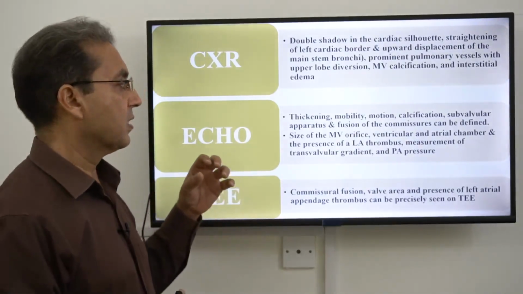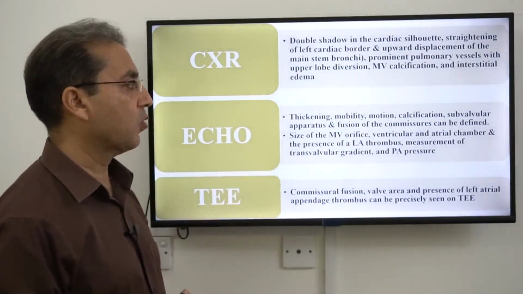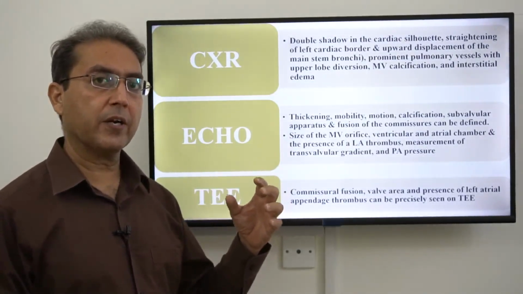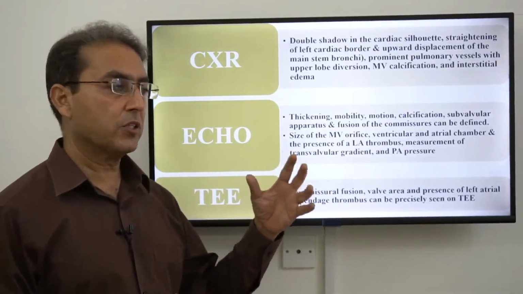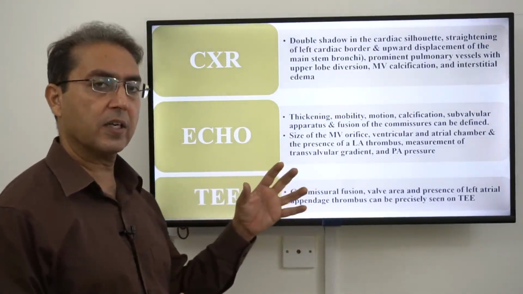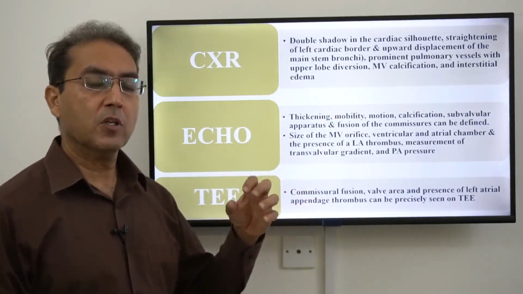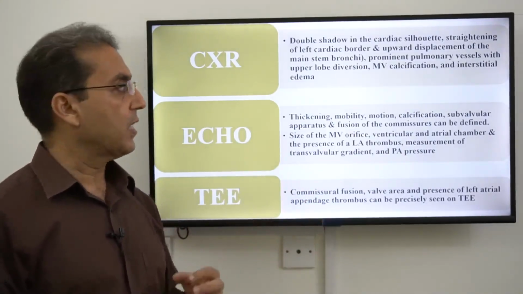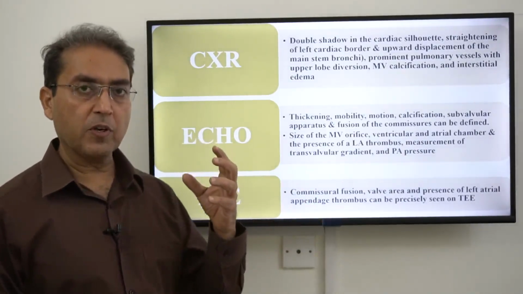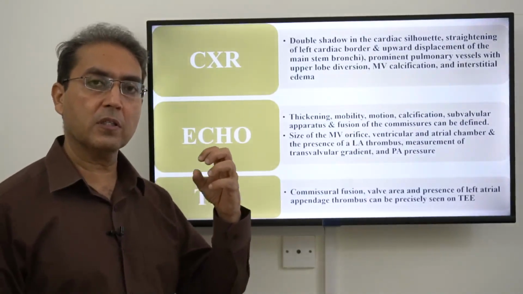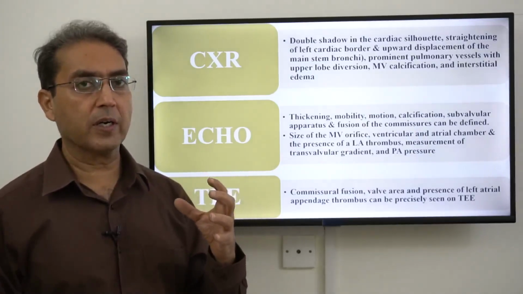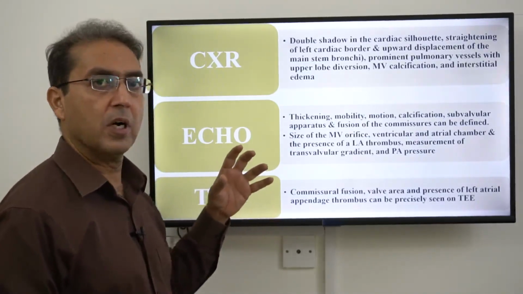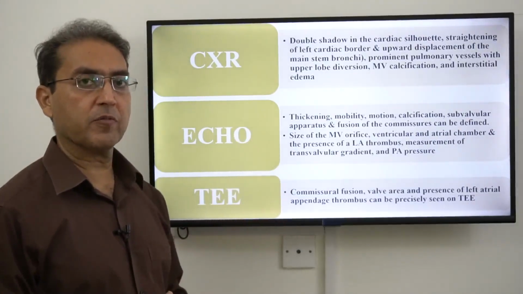Similarly, the valve surface area can be calculated with echo. We can see the ventricular and atrial chambers. We can see the presence of left atrial thrombus. We can measure the transvalvular gradient, and we can measure the pulmonary artery pressure. So all this information, that is not only the anatomy of the valve, the surface area, the situation of the cardiac chambers, the presence of thrombus, but also the pressure gradients, can all be measured on different modes of echocardiography.